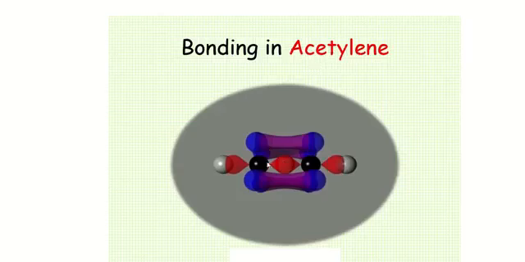In ethine, each carbon makes two sigma bonds, and py and pz orbitals form pi bonds. So in the ethine molecule there are 1, 2, 3 sigma bonds while 2 pi bonds as a result of overlapping of py orbitals of 2 carbons and pz orbitals of 2 carbons.